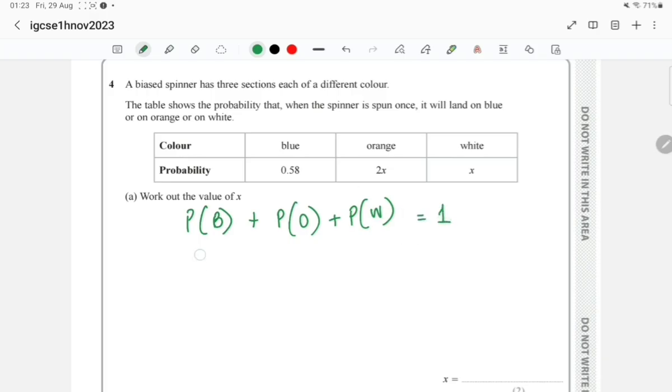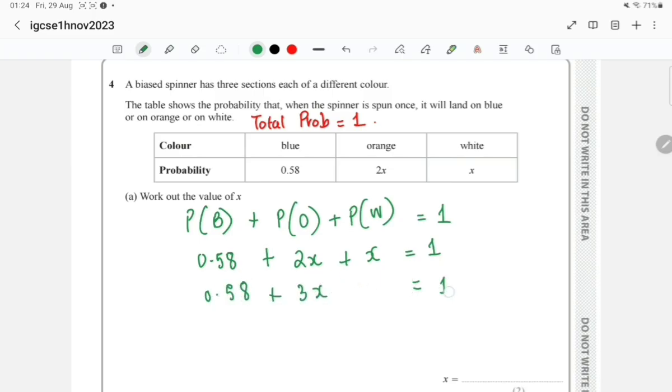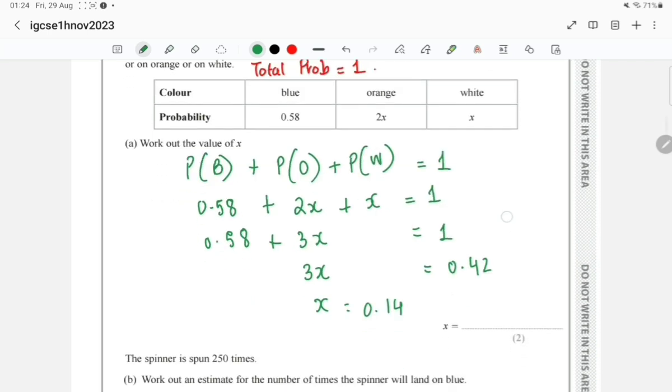So the probability of blue, which is 0.58, I will add that to the probability of the orange, which is 2x here, and probability of white, which is x, and this should give me 1. Now let's try to solve the equation here. So 0.58 plus 3x will be equal to 1. So 3x will be equal to 1 minus 0.58, which would be 0.42. So x will be equal to 0.42 divided by 3, which is 0.14.